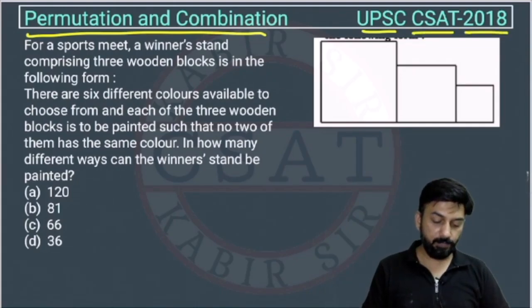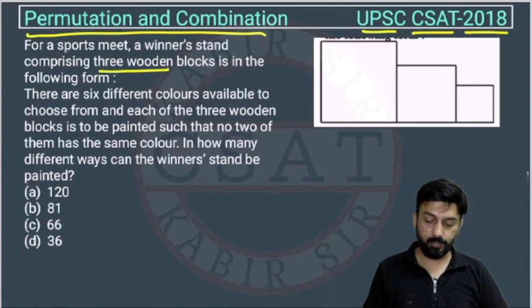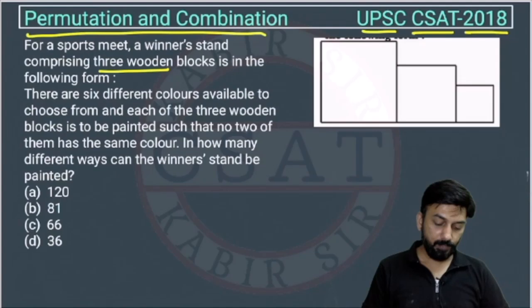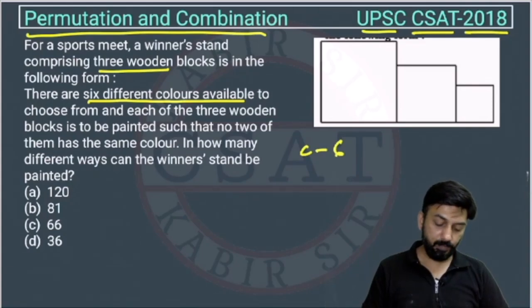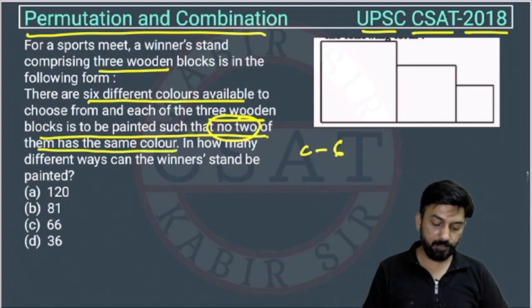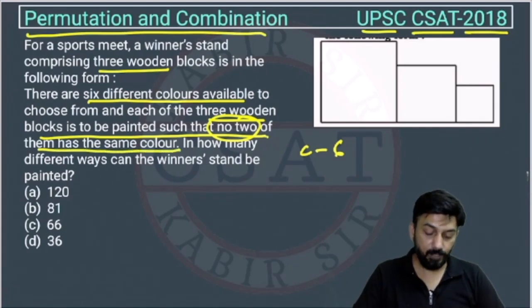For a sports meet, a winner stand comprising 3 wooden blocks is in the following form. So there is a sports meet, and the winner will stand on this stand. There are 6 different colors available to choose from, and each of the 3 wooden blocks is to be painted such that no 2 of them have the same color. In how many different ways can the winner stand be painted?